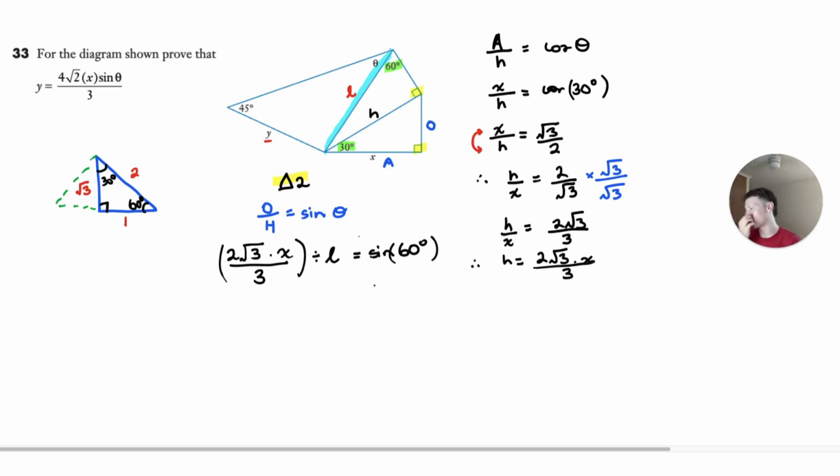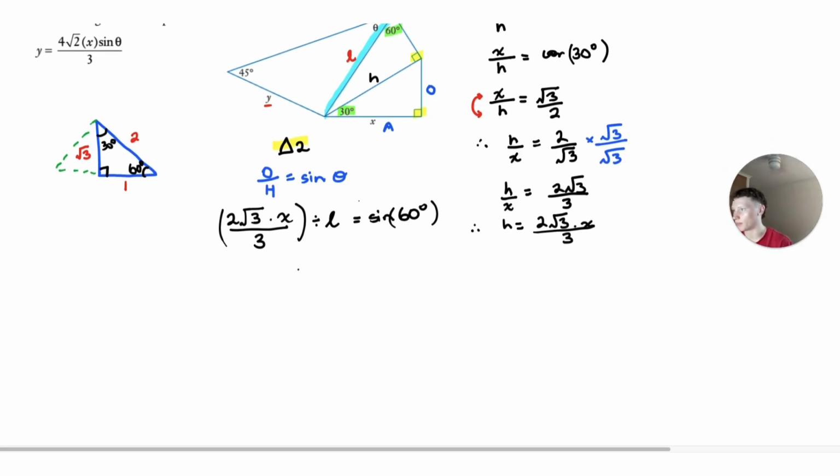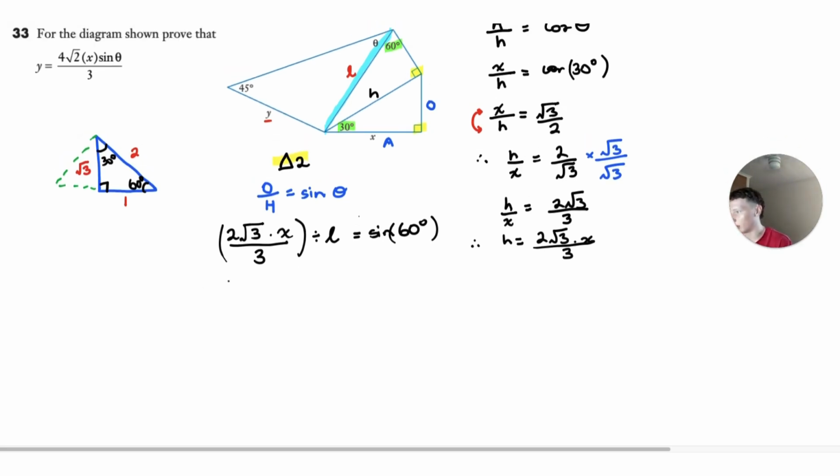We can come back to our triangle here and figure out that sine of 60 degrees is actually going to be the exact same ratio, because we go opposite over hypotenuse. So it too is root 3 on 2, which is pretty helpful here. So we've got 2 root 3 x over 3 times 1 on L equals root 3 on 2.